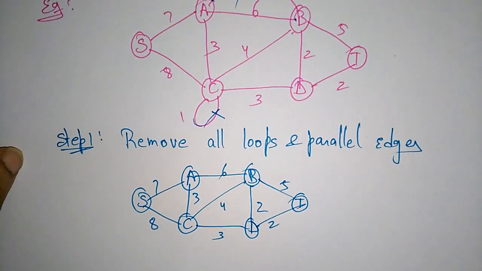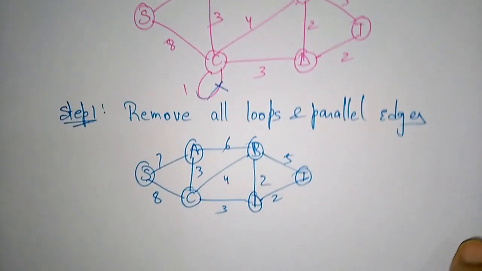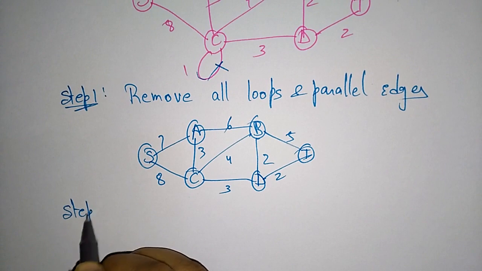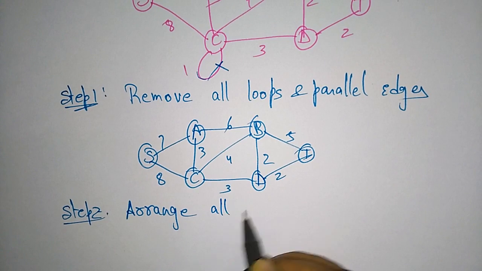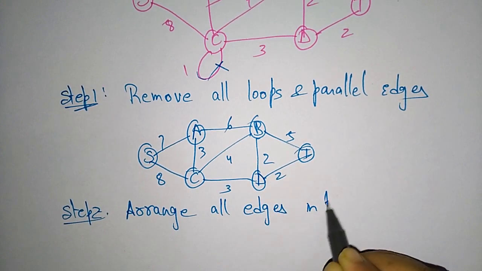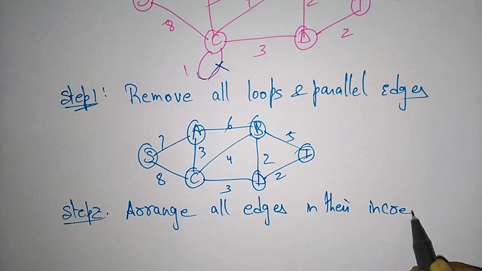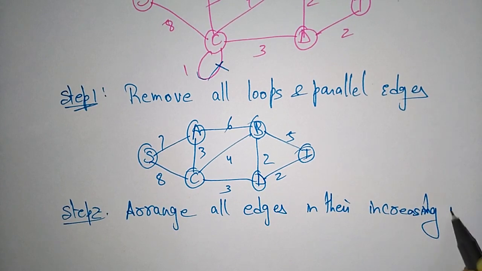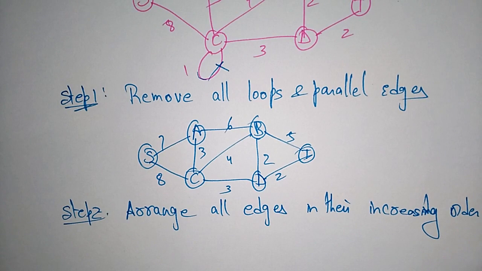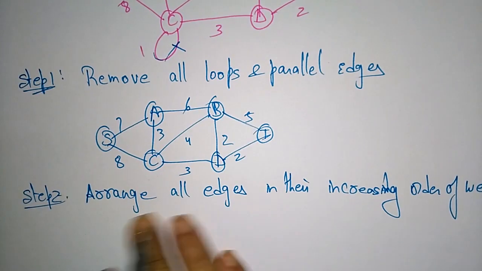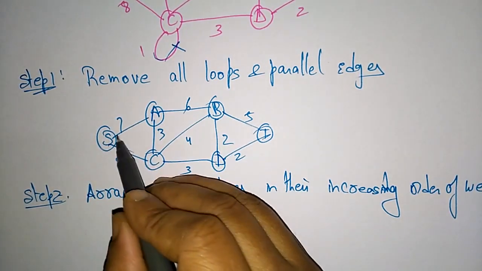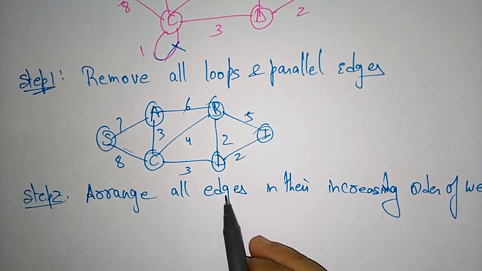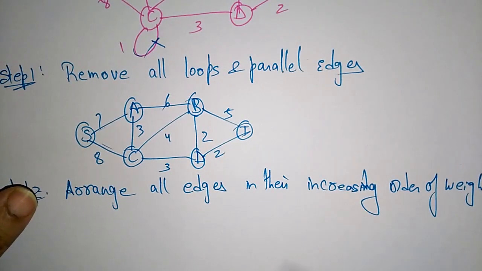Now coming to the second step. In the second step, we have to arrange all edges in their increasing order of weight. So I had to arrange all the edges. These are the vertices, and these are the edges. So I had to arrange all edges in their increasing order of weights.